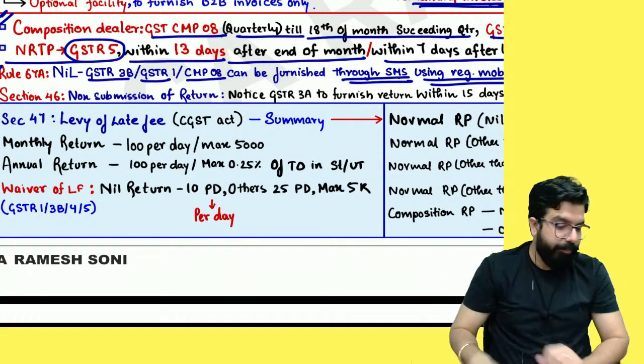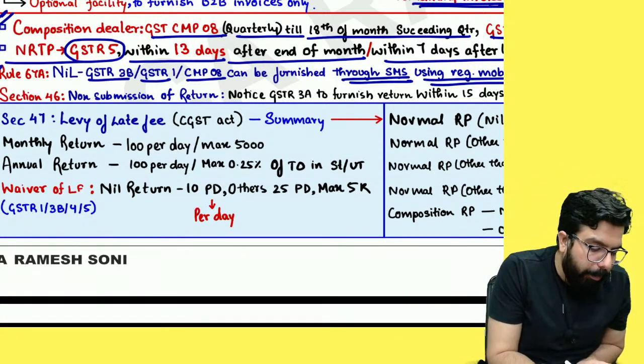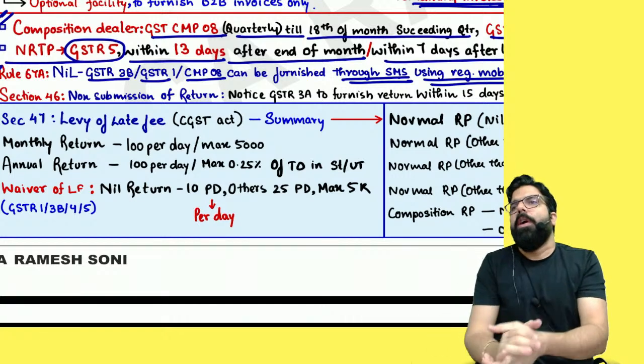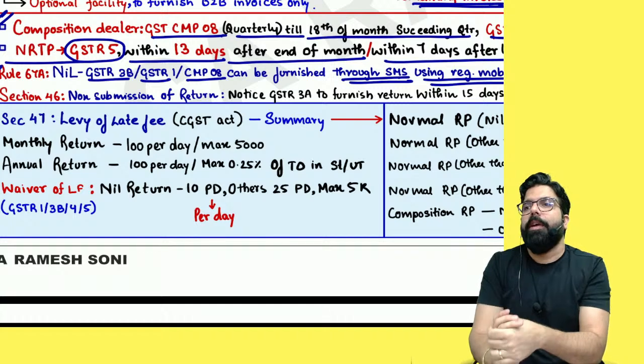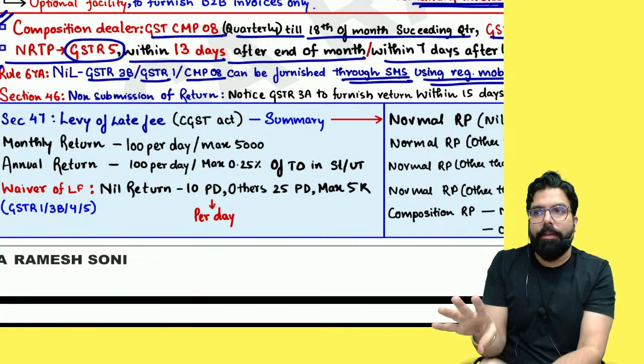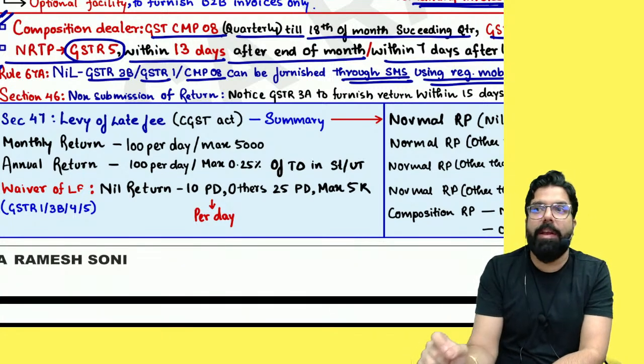Everyone over here now. People, are we done with this? Can I file nil GSTR 1, GSTR 3B and CMP 08 through SMS? Yes. Are we clear, everyone? Remember this point, very, very important.